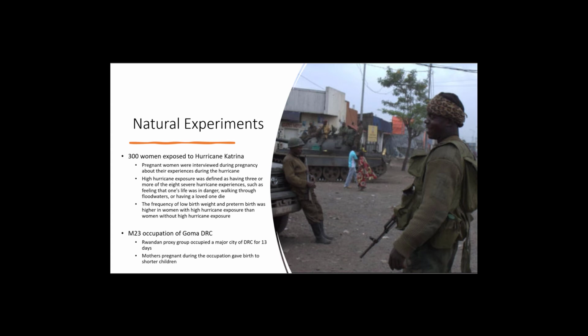The frequency of low birth weight and preterm birth was higher in women with high hurricane exposure than women without. So being exposed to a hurricane during pregnancy was associated with higher odds of a child being born with low birth weight, which is associated with a number of long-term developmental issues. One way that low birth weight is programmed in the child is through the HPA axis. So that is one example of a natural experiment. And they're called natural experiments because no one created Hurricane Katrina in a hurricane machine.